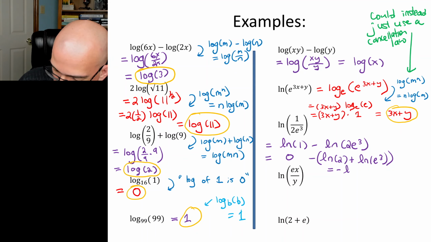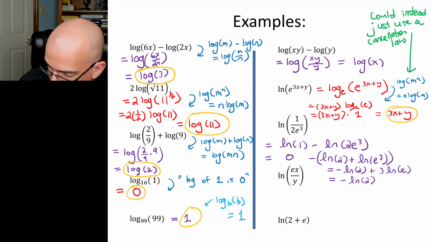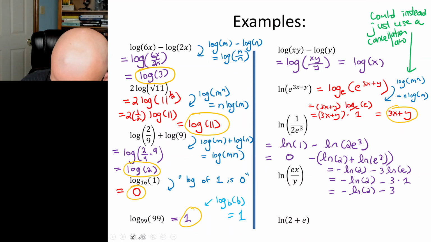Which is negative ln 2 plus 3 times the ln of e, which is negative ln 2. Oh, it should be minus. Minus applies to both pieces. Minus 3 times 1. So negative ln 2 minus 3 would be the answer.